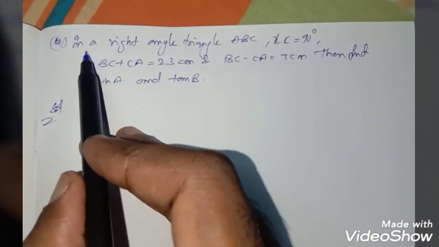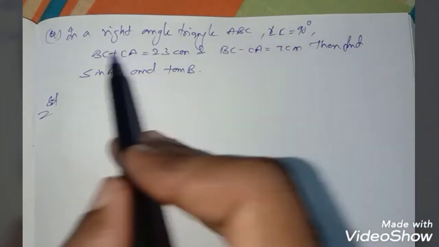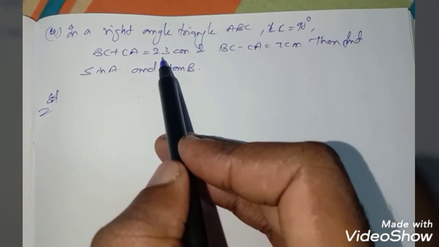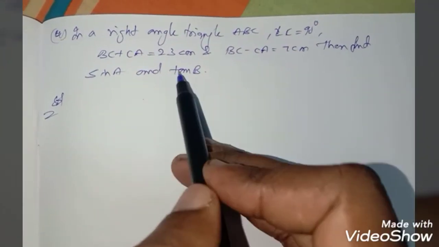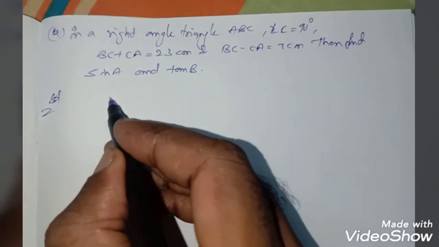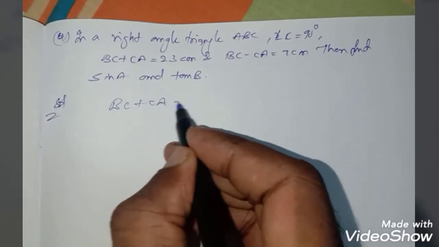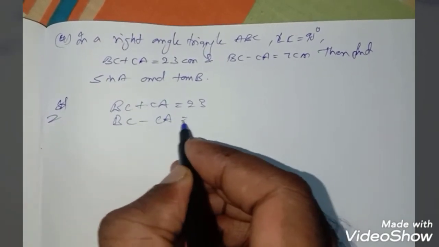Okay, the next question is somewhat different. In a right angle triangle ABC, angle C is 90 degrees, where BC plus CA is equal to 23 centimeters and BC minus CA is given as 7 centimeters. Then find sin A and tan B. So here we have some equations, right? What is the first equation here? BC plus CA is equal to 23. And the second equation is BC minus CA is equal to 7.